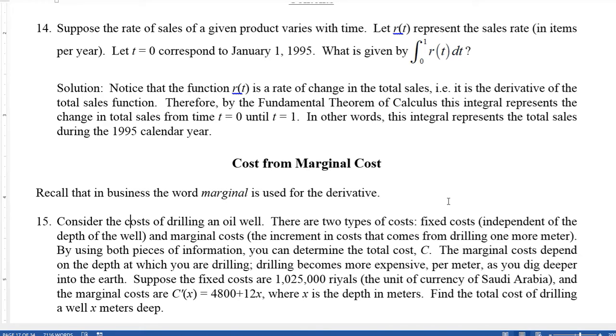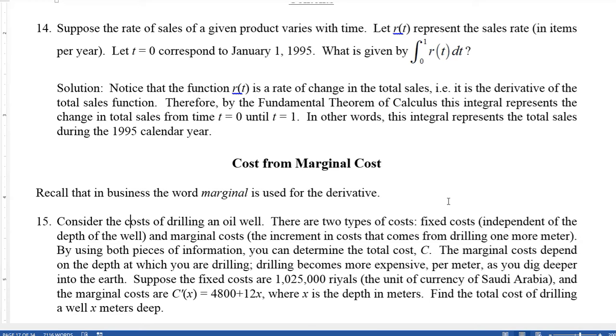Add the fixed cost and the variable cost, and you'll get the total cost. Marginal costs depend on the depth at which you're drilling. As you go deeper, it gets more expensive per meter. So we would expect the marginal cost to be an increasing function of the depth. And of course, total cost certainly is increasing as you dig deeper.